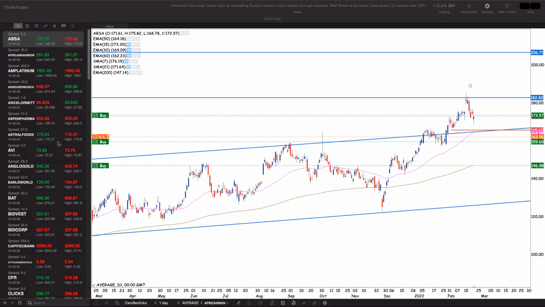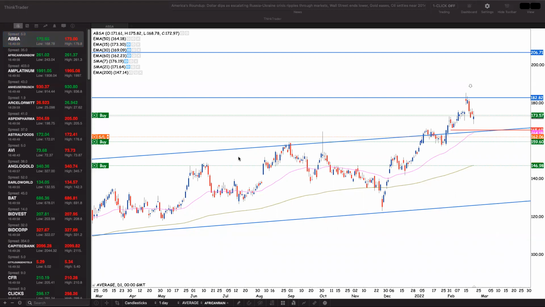Some of them I will skip because the CFD is not available. The broker doesn't allow a CFD on that security. For example, Accelerant: the broker doesn't have a CFD on it.